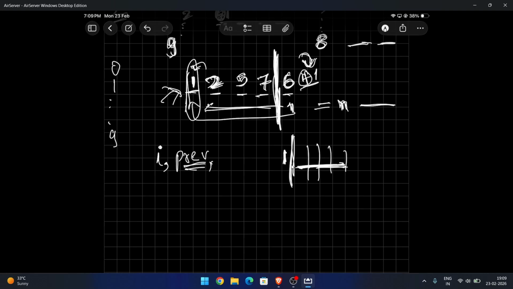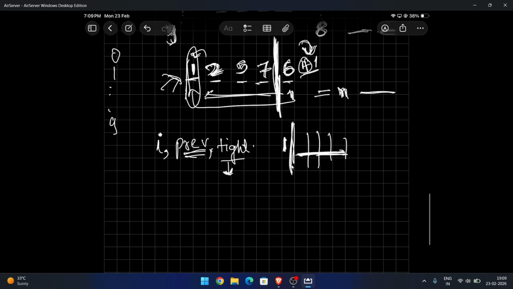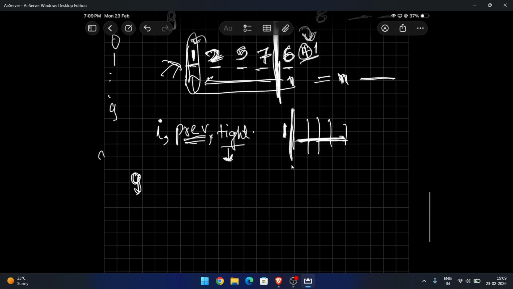Now here comes the third condition, that is tight. What this tight shows is whether we are bound by the upper limit or not. What do I mean by that? Let's suppose the first number I put was 9. Initially the B was 9187. Now, if I put 9, then I am in my tight bound. Tight bound means that now I can't put just anything here. I can put maximum 1 only, because if I put 2 here, then it would be bigger than this number.